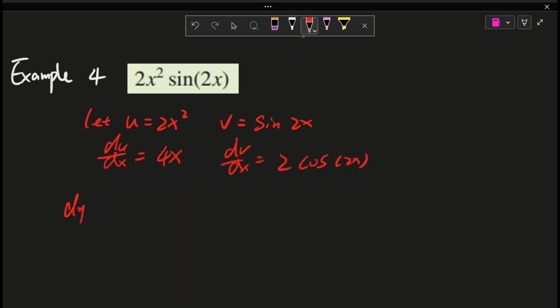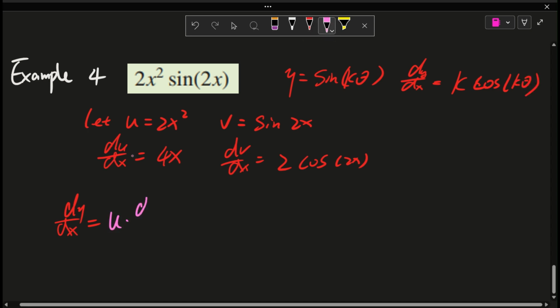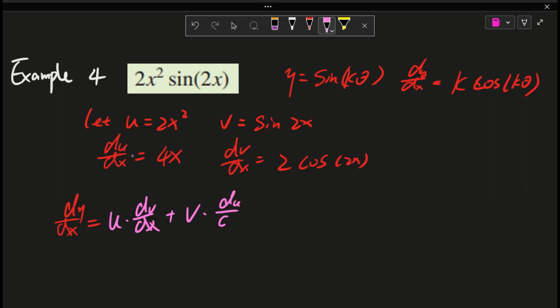So dy/dx equal to, just in case you don't know what's happening here, if you have y equal to sine k theta, dy/dx equal to k cos k theta. All right, now let's start with that. So u times dv/dx and plus v times du/dx. So that equals 4x squared cos 2x plus 4x sine 2x.